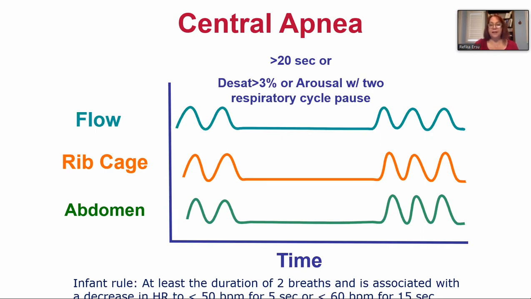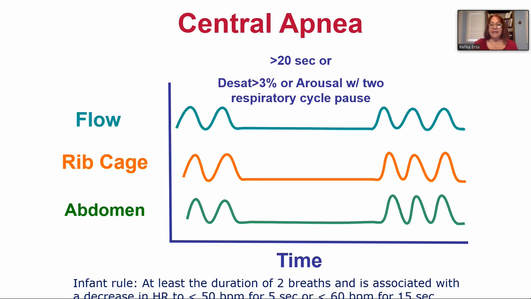So how we calculate is that around the beginning of the sleep, we look at the respiratory rate and then see how many seconds is 2 respiratory cycles for that child. And then during the study, that's how we score the respiratory events.